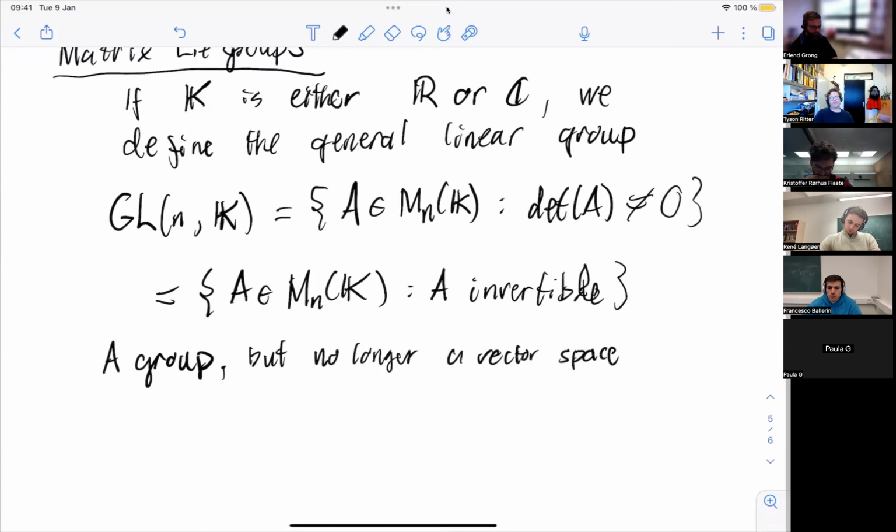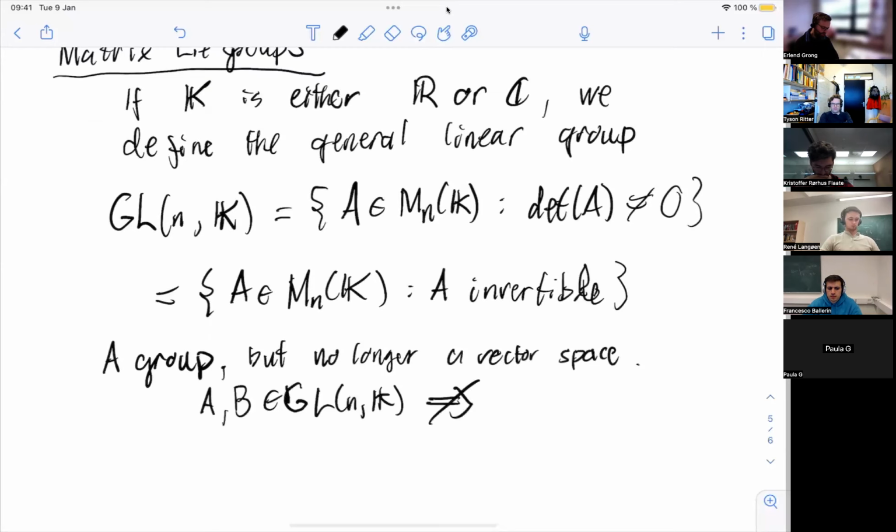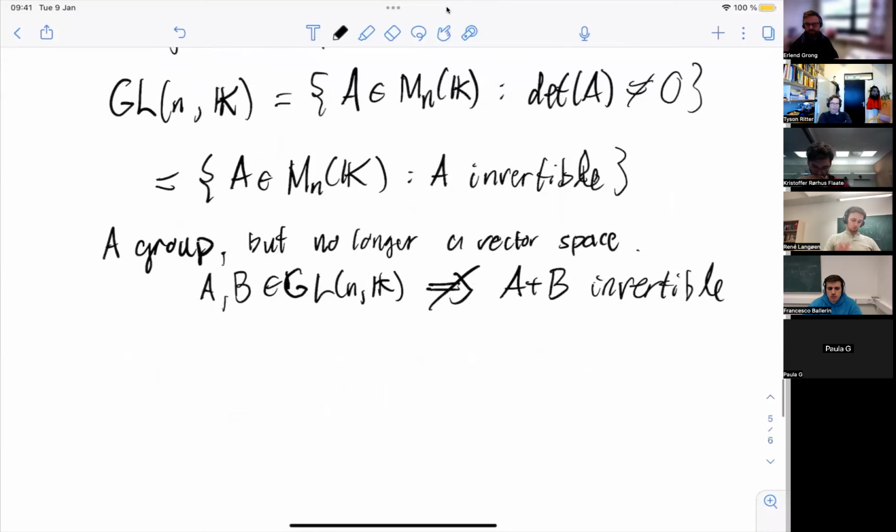So we can't add. We have two matrices that are invertible. This does not imply that A plus B is invertible. So we can multiply them, but we sort of lose plus of these matrices.